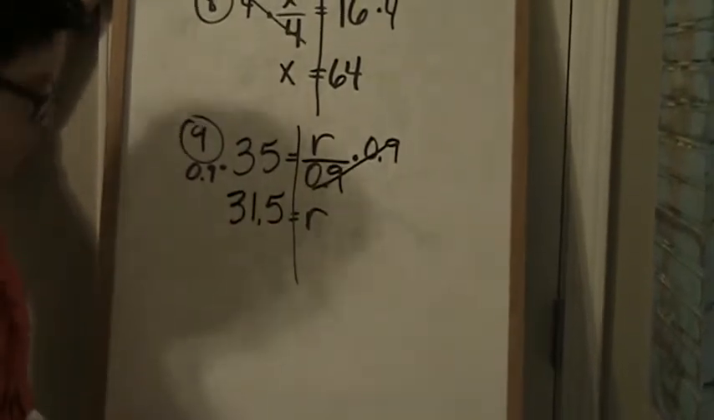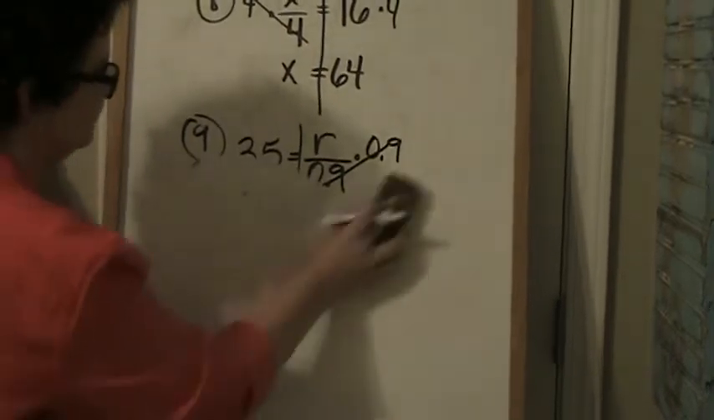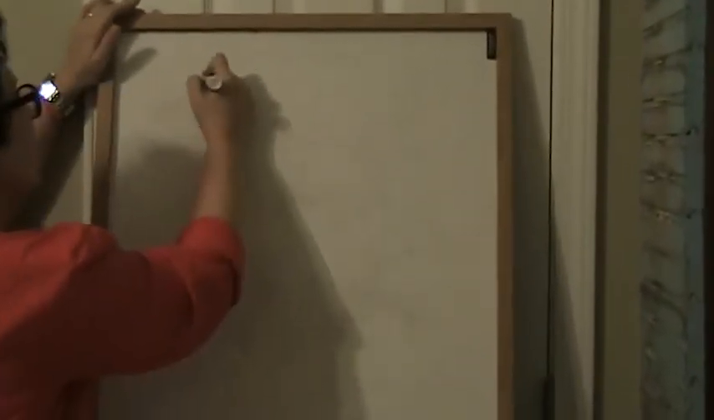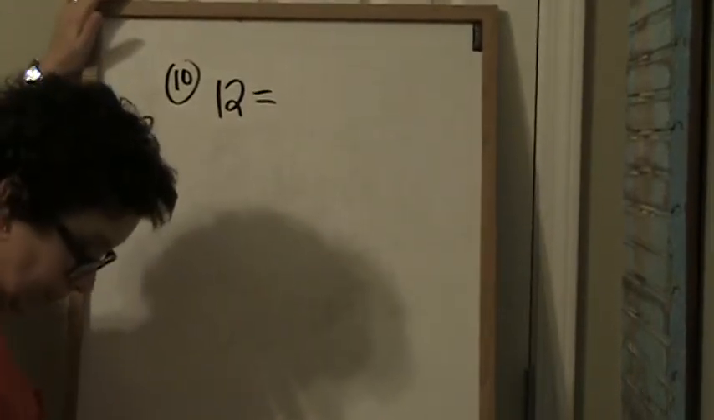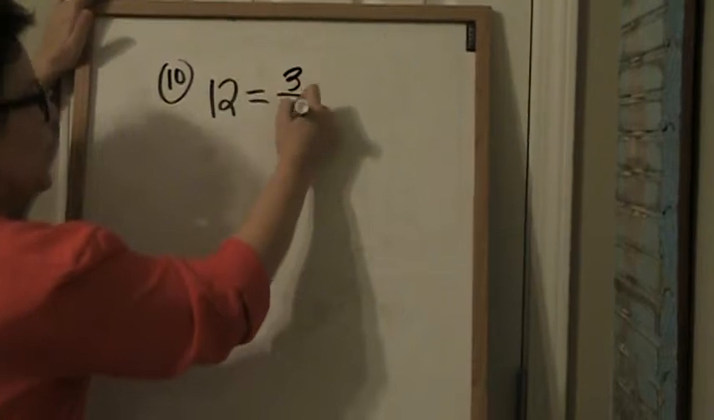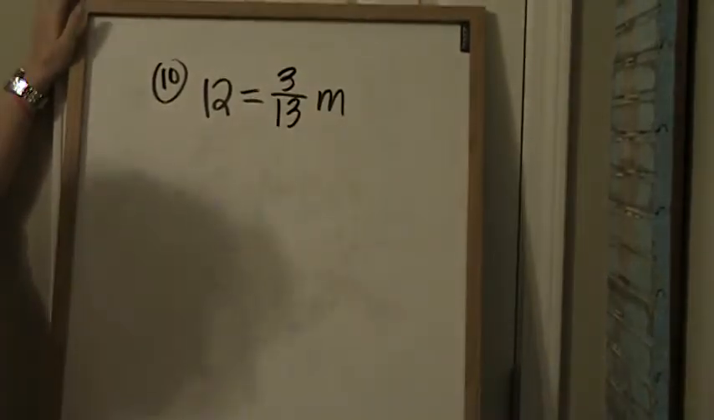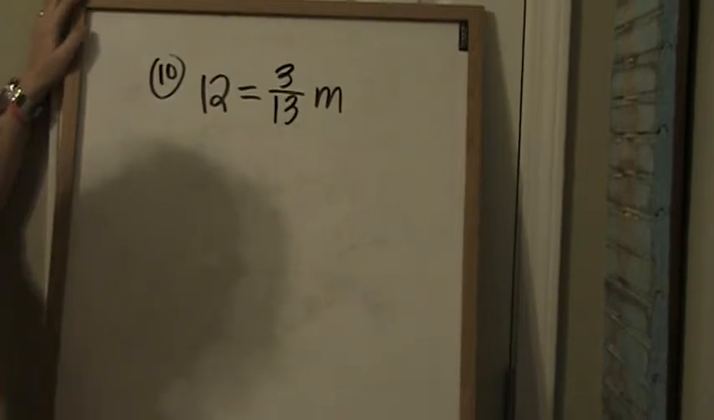$31.5. Okay. All right, that's 8 and 9. Almost done with doing all these equations. Number 10 is 12 equals 3 over 13 m. That means m times 3 over 13.